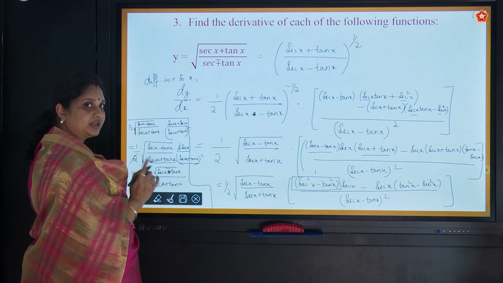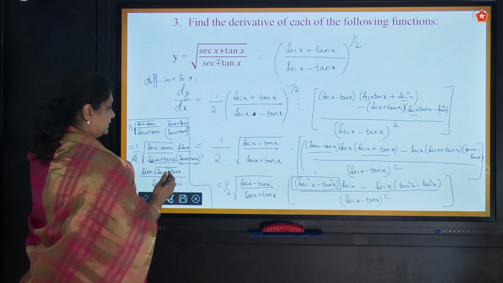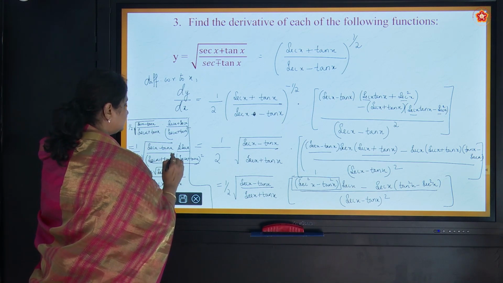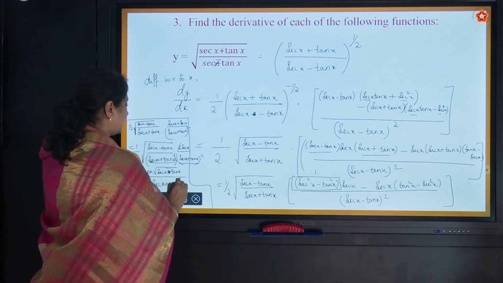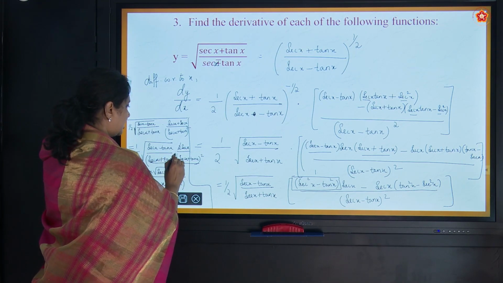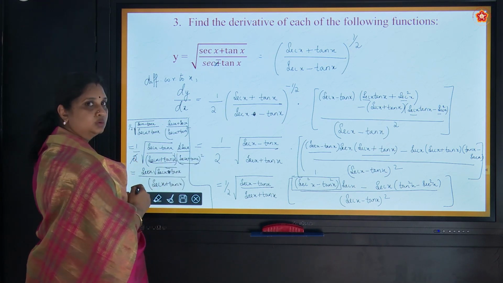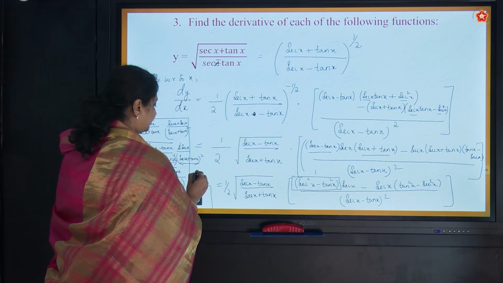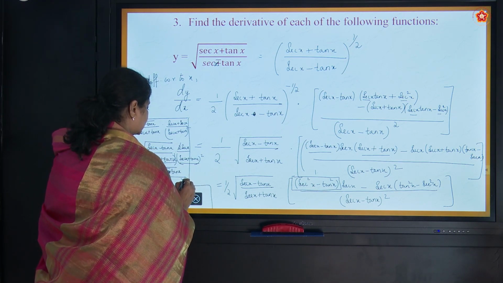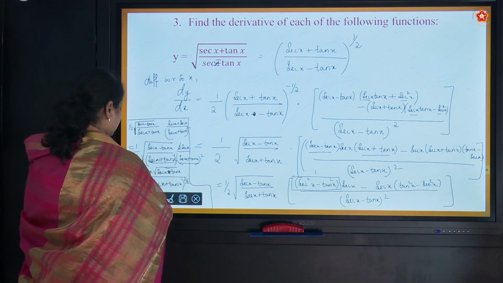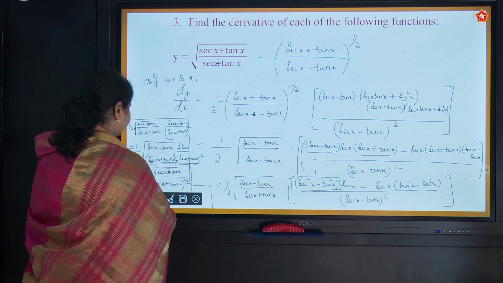So you know the rules of exponents. When the base is the same, the powers need to be added when you multiply. So that becomes secant x plus tan x the whole power half plus 2. This is whole power half, this is 2. So you add up both the powers. Half plus 2 gives you 5 by 2. So here I simplify and write it this way. So this is my final answer.